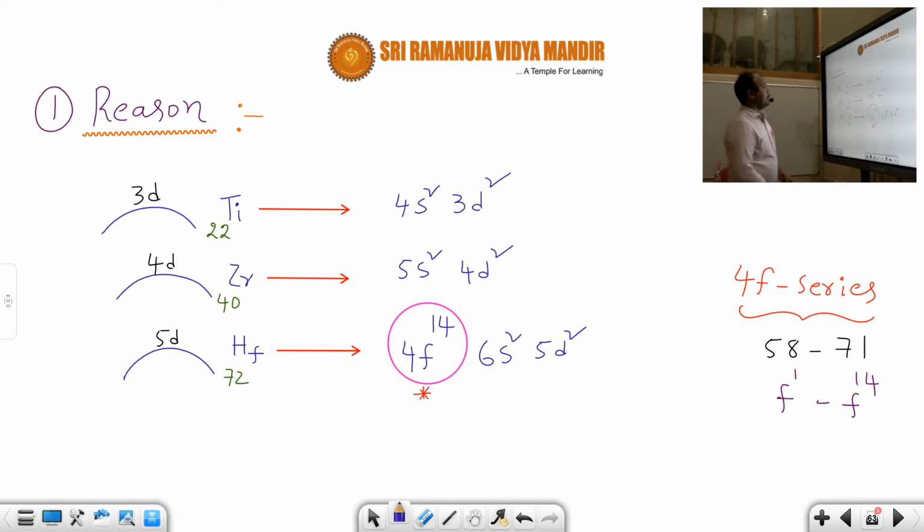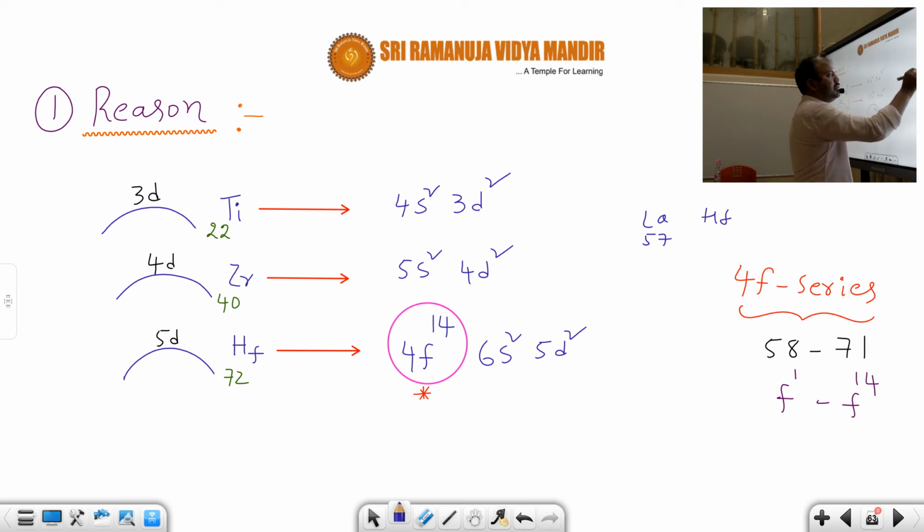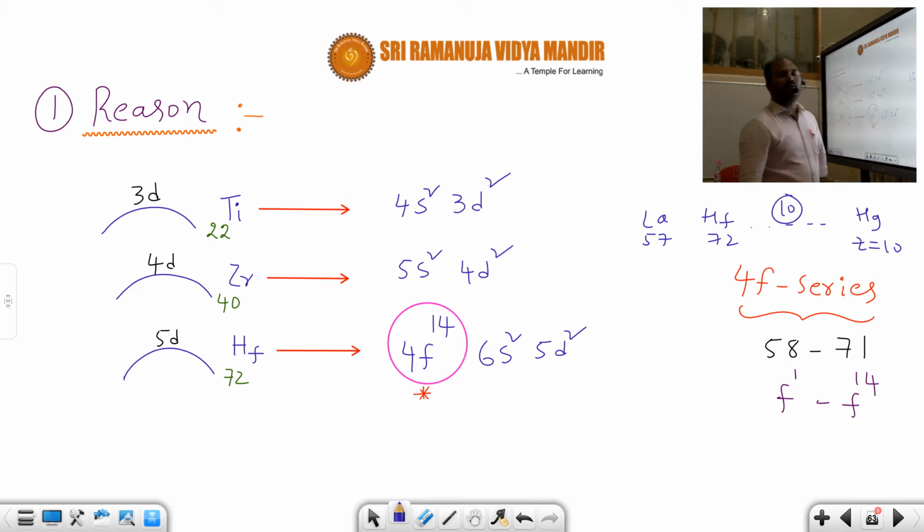So this is the first reason why they have a similar atomic radius. Lanthanum has atomic number 57. After that comes 72, that is hafnium. Am I correct or not? Hafnium has atomic number 72, up to mercury, atomic number 80. In total, 10 elements: lanthanum, hafnium, tantalum, tungsten, rhenium, osmium, iridium, platinum, gold, mercury. This is the 5D series of elements.